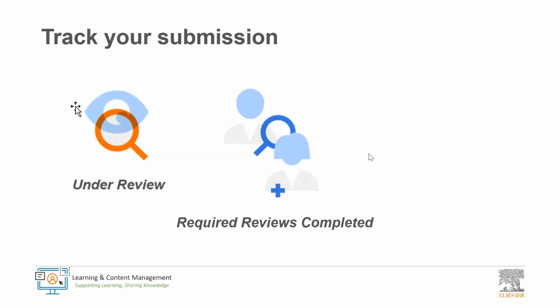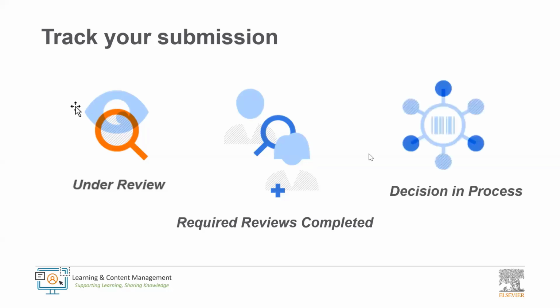It can happen that the referee reports are conflicting, in which case the editor needs to find an additional reviewer. When this happens, your submission will again return to under review status. When the editor has received enough high quality feedback from the reviewers, they will begin the decision-making process, and the status will automatically move to decision in process.